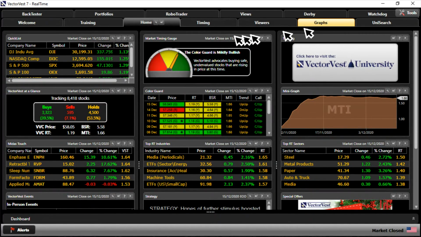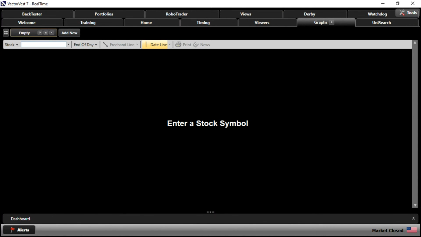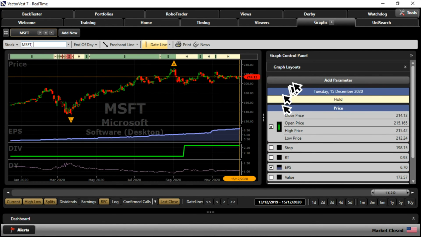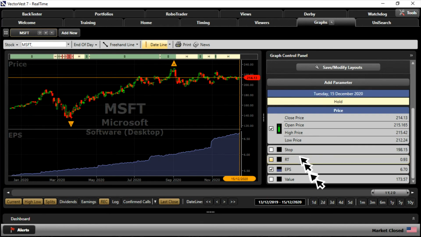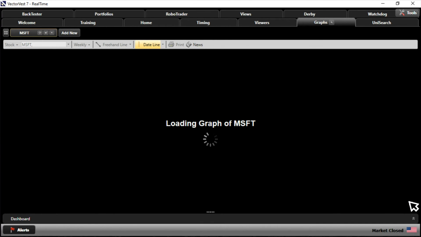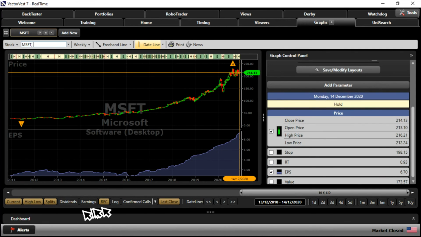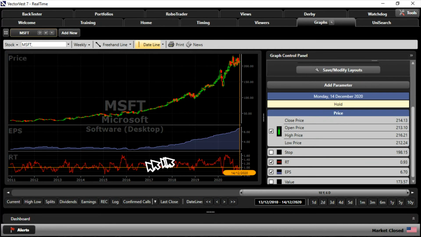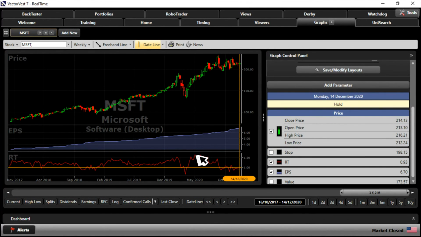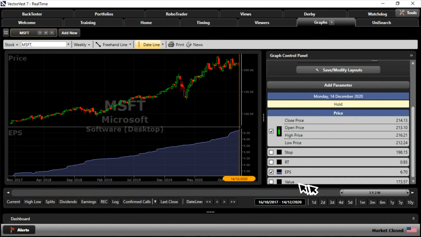I'll give you a sneak peek at one stock where it really jumps out. We've all heard of Microsoft, right? MSFT. Have a look at this one. Let's go to graph layouts, VectorVest simple, and keep it real simple to begin with. Have a look at this from a 10-year price perspective. What do the earnings look like over 10 years? Pretty rock solid, right? And in recent times, what are the technicals doing? Technicals have been above 1 for quite some time. They're having a little bit of a breather, but your fundamentals and technicals are jumping out big time.